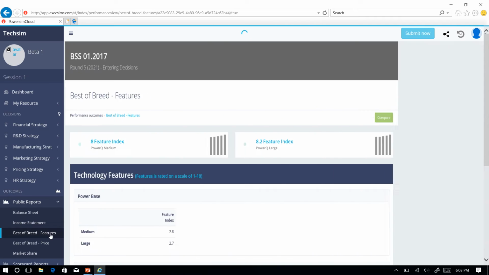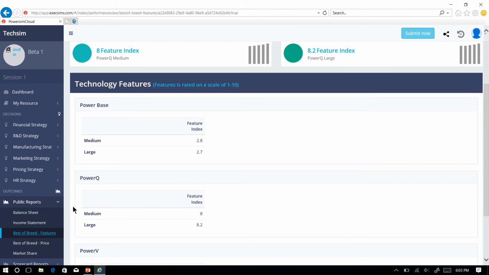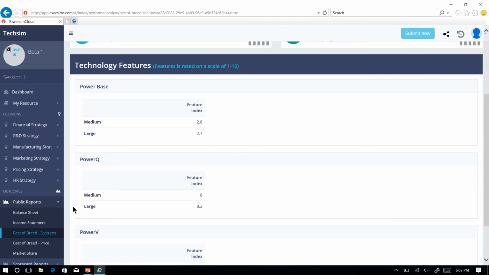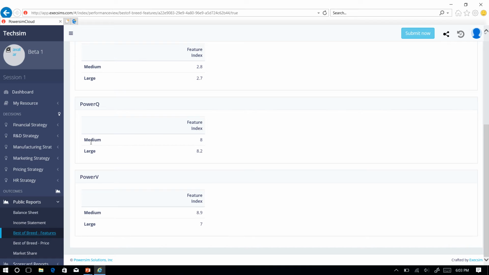So the next thing we're going to look at is best of breed. And here we have a scale in which the technology features are rated, and the feature index is on a scale of 1 to 10. So we have the power base, which is the base product, which is the most common product the company sells. And then we have power Q, which is a little bit higher in technology. And then we have the power V, which is the product that is being developed and is more for the future.